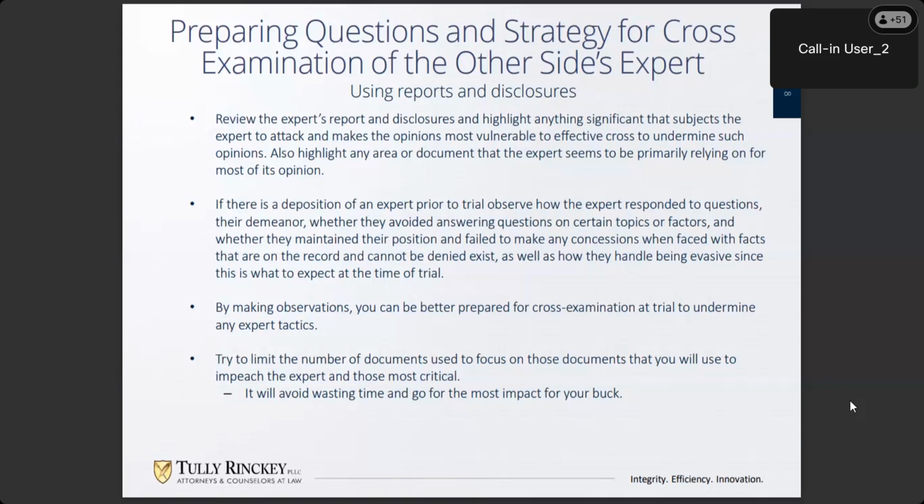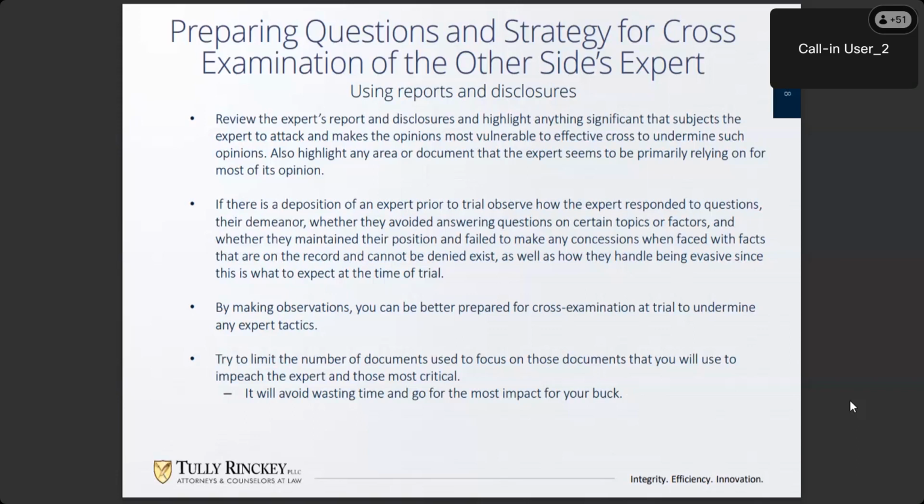I usually review them very carefully in order to highlight the opinions that are most critical to their side, as well as most vulnerable to effective cross-examination. And I also do the same with documents. What are they relying on? What are they emphasizing in the report? What do I need to undermine? And what is vulnerable?